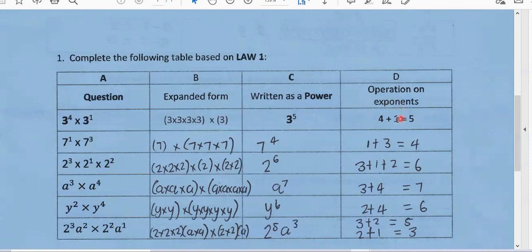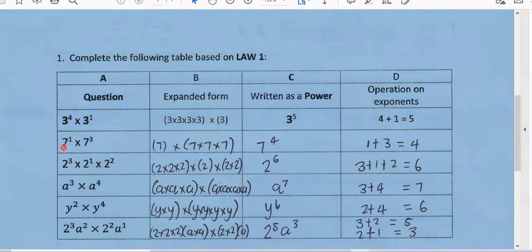Now the operation on the exponents, they're asking you what did you do to your exponents when you were multiplying the bases that are the same. So what you did, you said 4, which was the exponent of the first base, plus the 1 to give you an answer of 5. So you basically added your exponents to get an answer of 5.